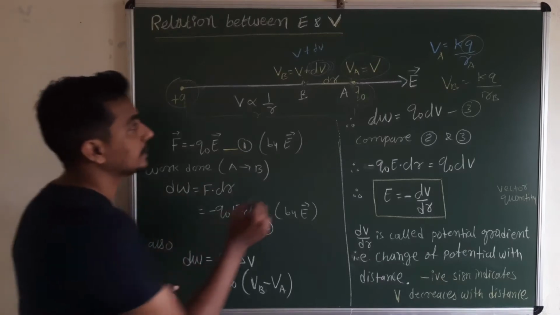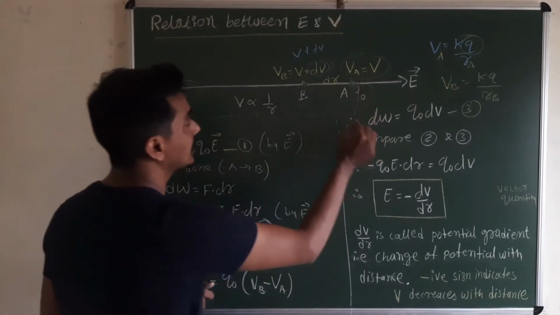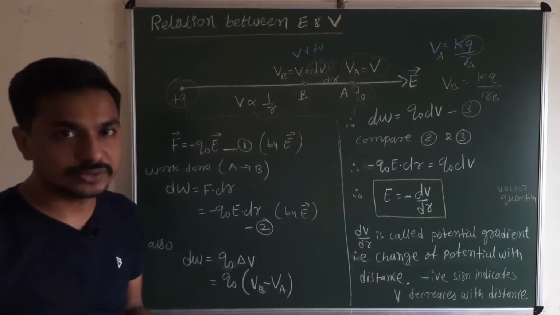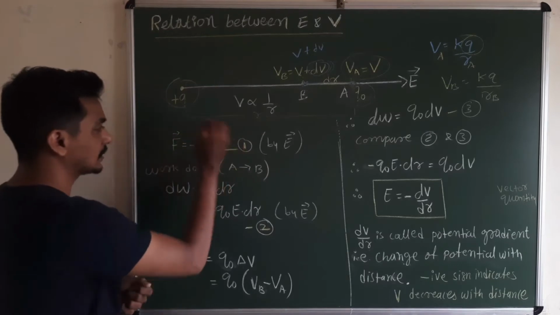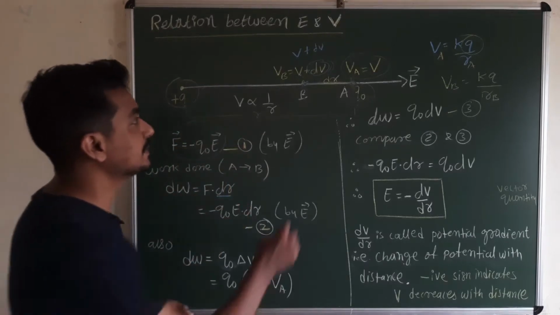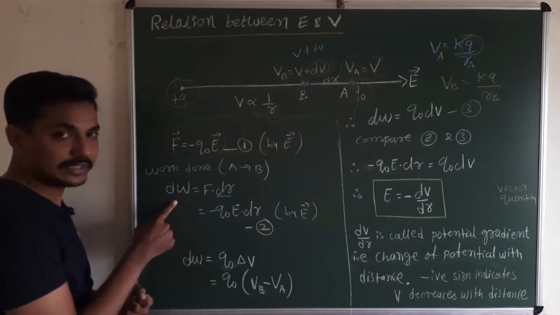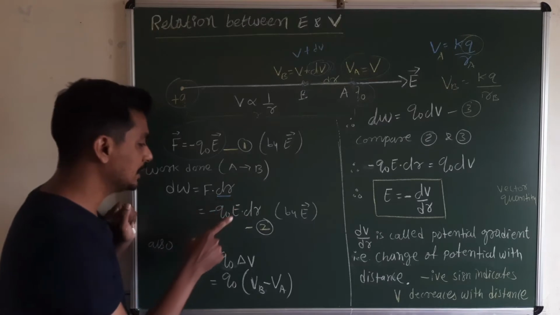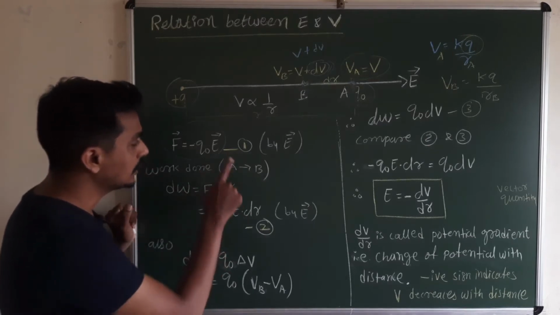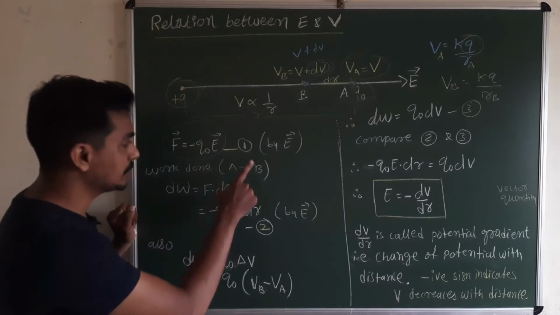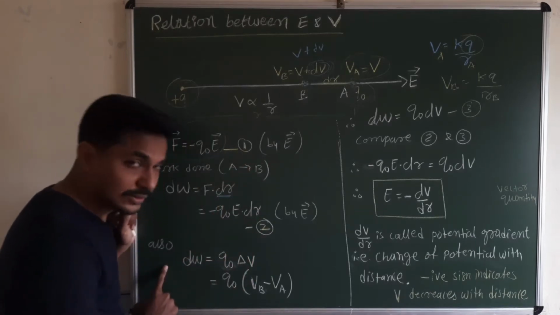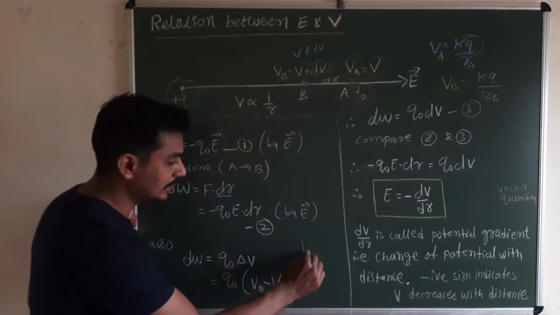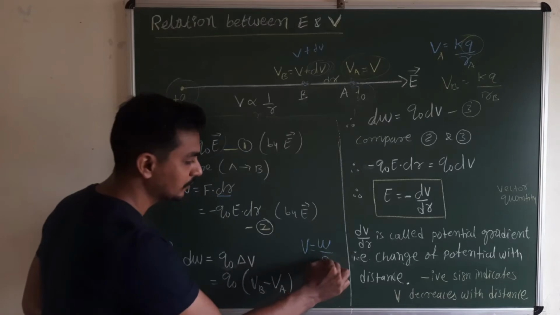Now the work done in bringing the charge from A to B: work equals force into displacement. The displacement is dr. So the small work done in bringing the charge from A to B is dW equals F dot dr. Now F is minus Q naught E, and dr as it is. So this is equation 1, this is equation 2. Also, from the formula of potential difference and potential, we know that V equals W by Q naught.